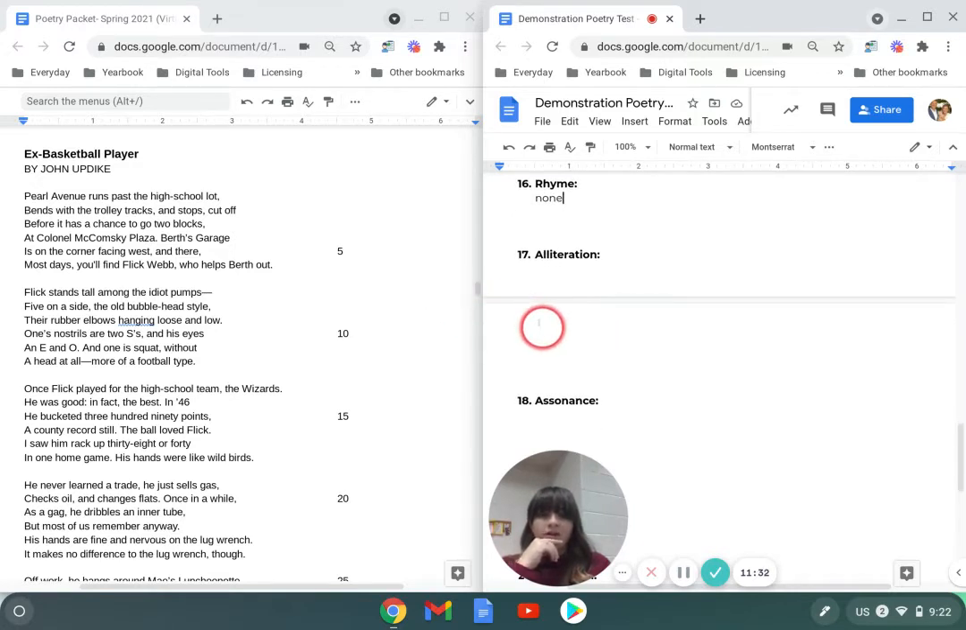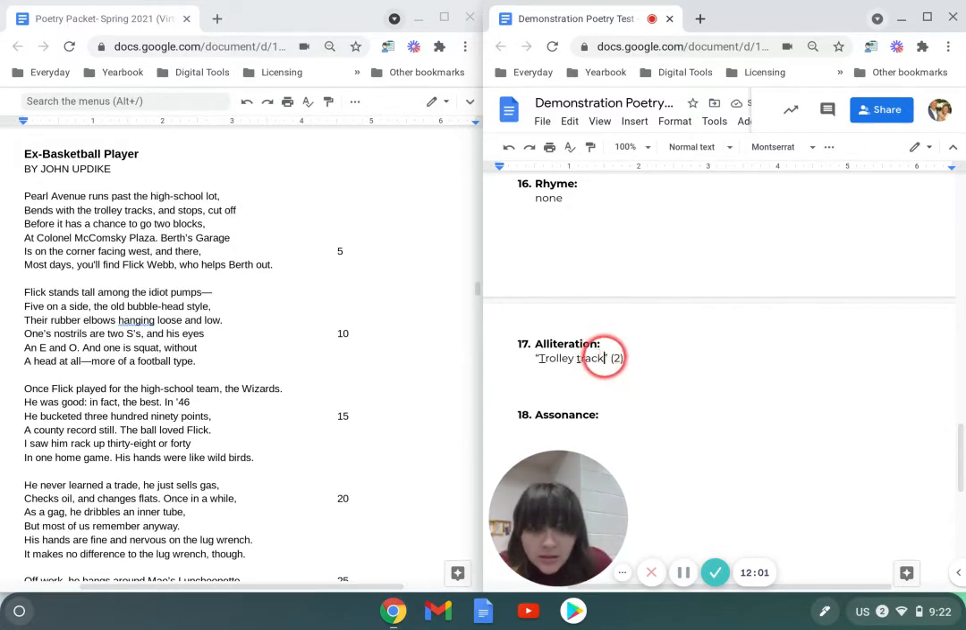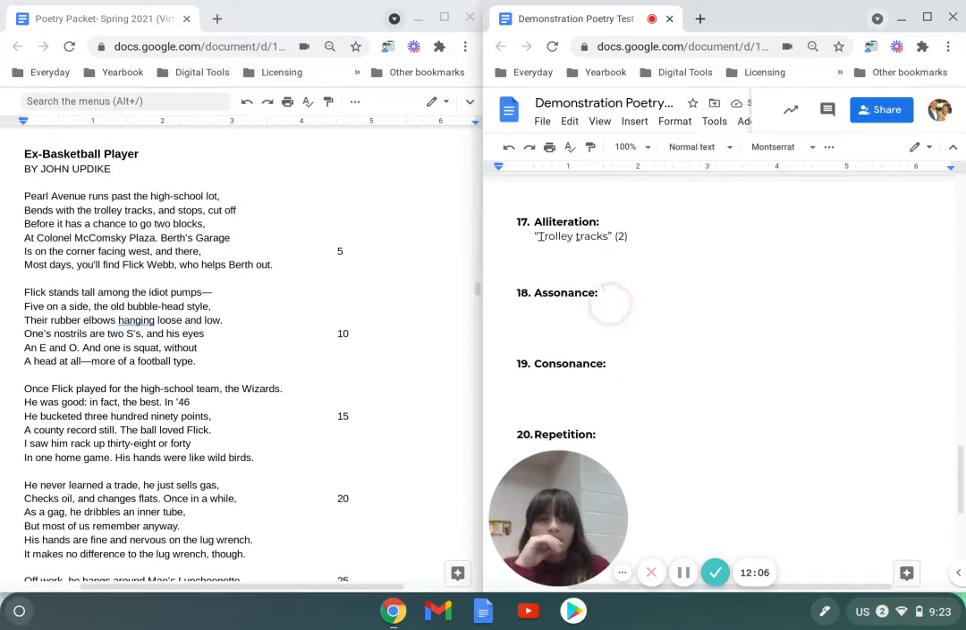Okay, alliteration I found straight away while I was reading it. And this will happen, so you just have to hit enter if you get all wonky with the formatting. I found trolley tracks on line 2. So I've got this, and I've put the 2 in parentheses. Now what I need to do is go back and underline the T's here at the beginning of the word, right? Trolley tracks is alliteration. There's a couple other examples of alliteration, but that one will work for me.